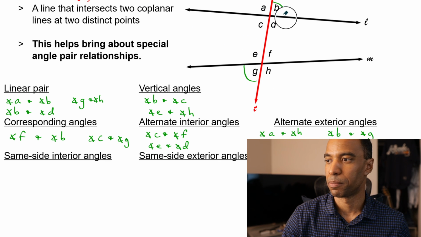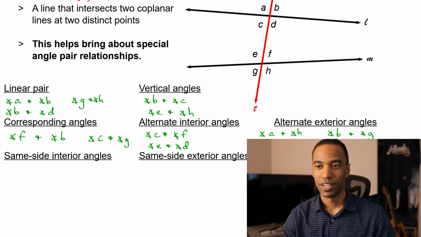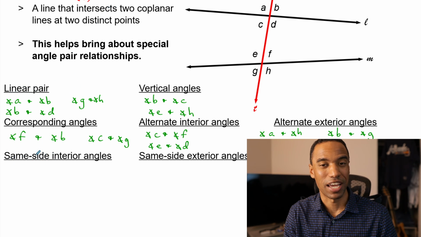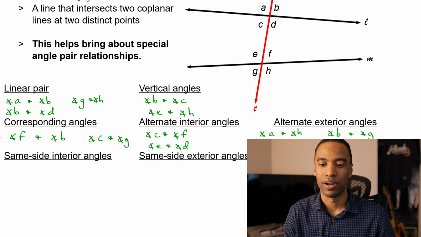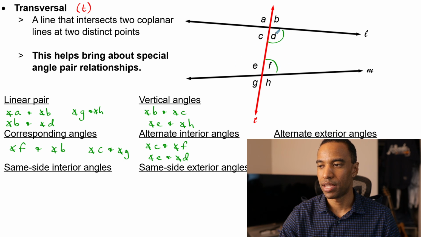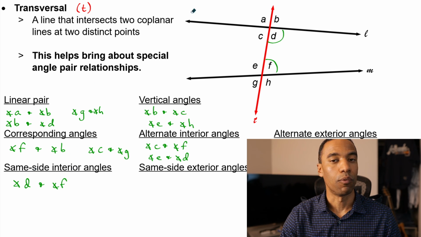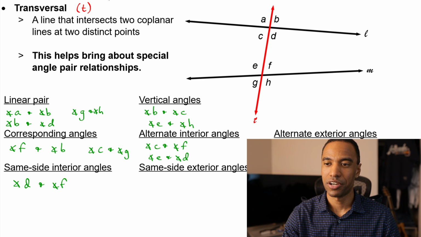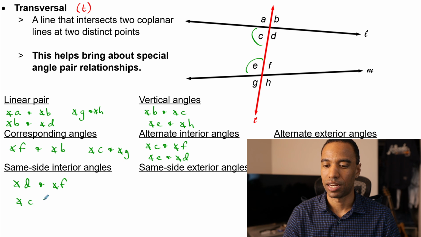Again, by nature, opposite sides of the transversal, outside the lines. Well, if alternate means on opposite sides of the transversal, same side must mean on the same side of the transversal, and we still have interior and exterior like before. So what would same side interior be? Same side interior would be inside the lines right here and on the same side of the transversal, like angles D and F. And what's another example of same side interior? C and E. Angle C and angle E.